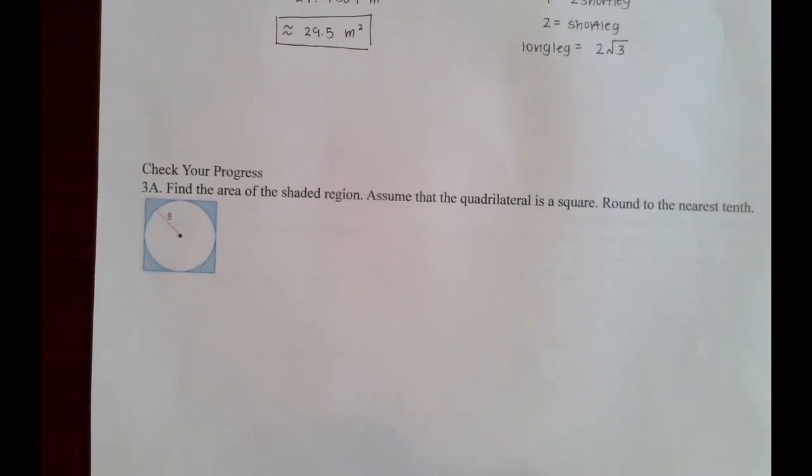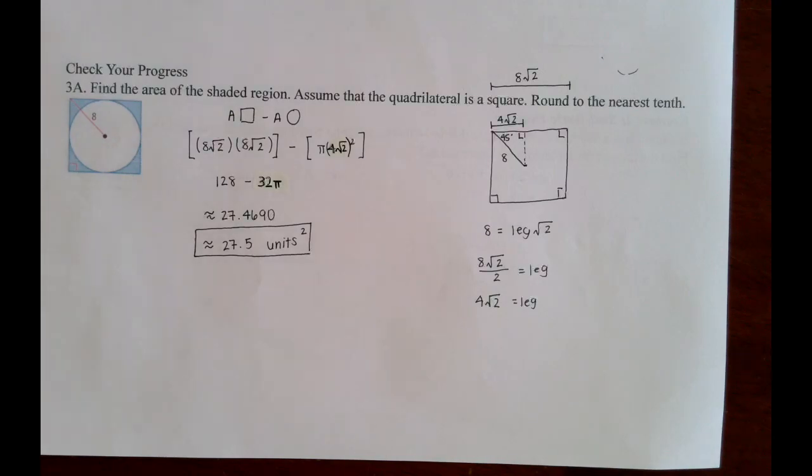Okay, so why don't you try CYP 3A, and then once you're done, come check your answer. Okay, you should have gotten approximately 27.5 squared units. If you got that right, you can get started on your homework. If not, here is your explanation.